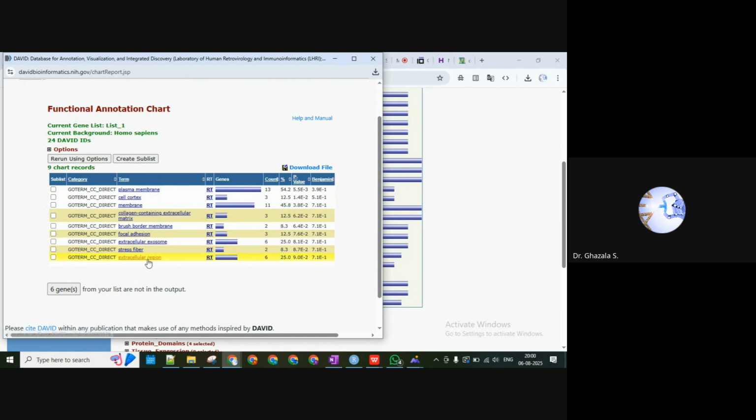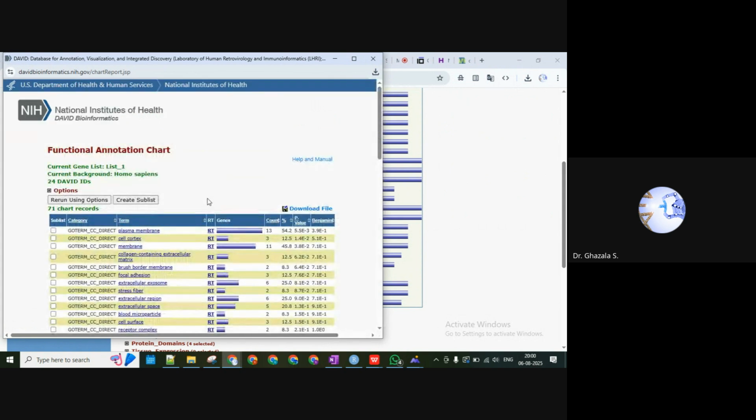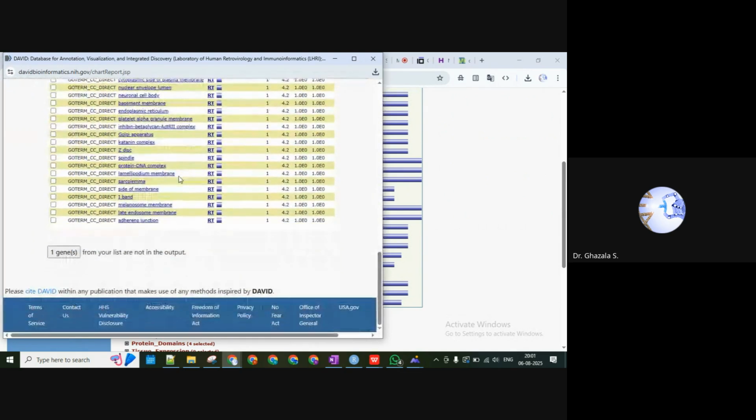And even if by changing just the count to one we are not getting more, then we have more options in this particular section where we can increase or reduce the EASE values. Maybe if it is 0.1, that is the score that we are getting for a significant number of cellular components, we can increase it to 1 and then check how many results we are getting, and accordingly we will get more results.